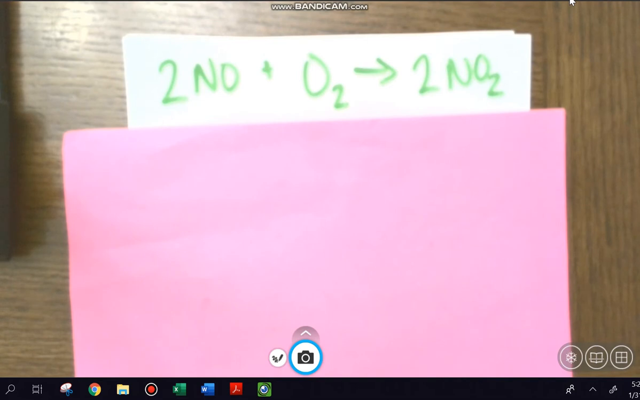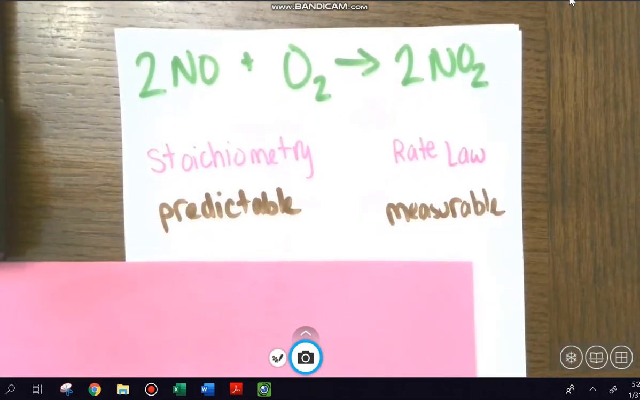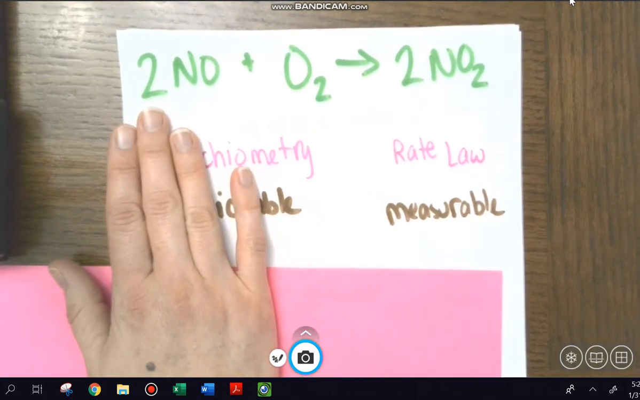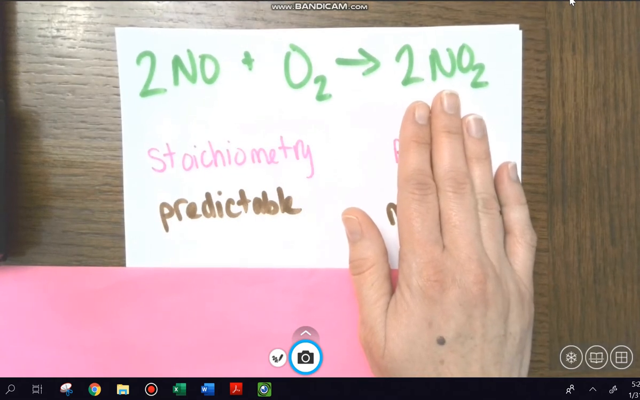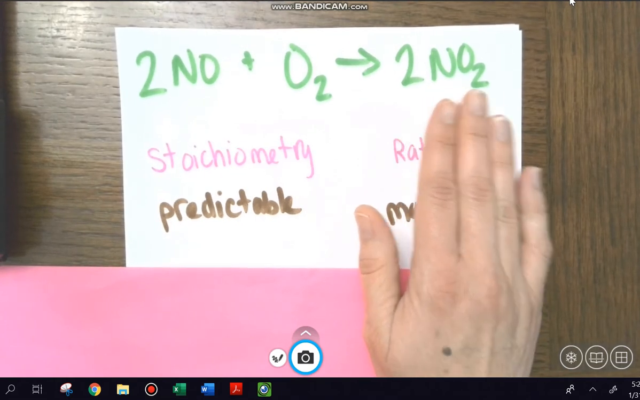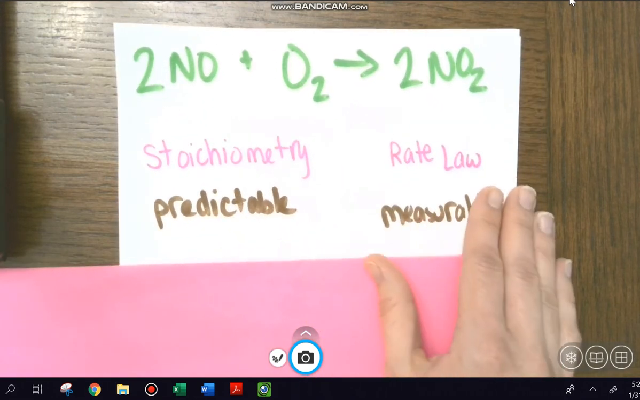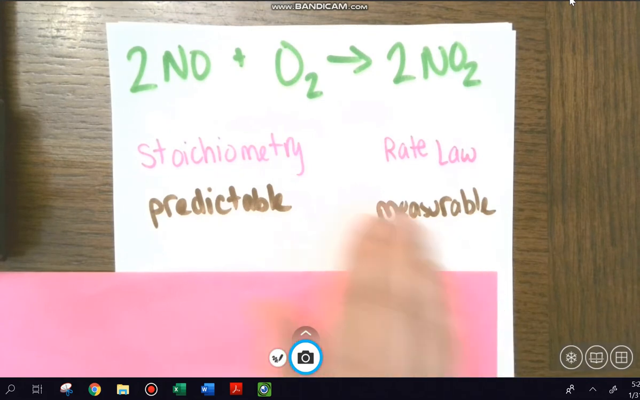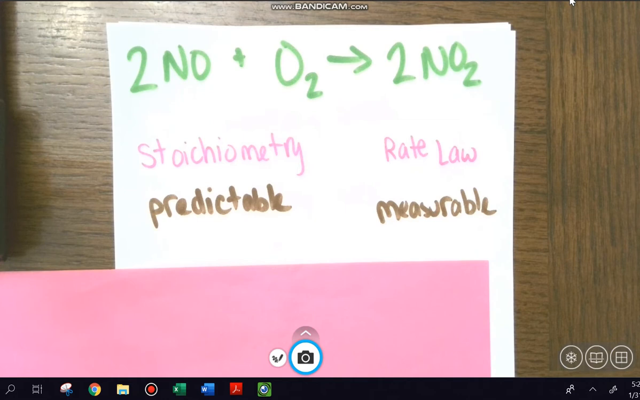So when we have reactions, we know that with stoichiometry it's going to be predictable. We know that with 2 moles of nitrogen monoxide we're going to get 2 moles of nitrogen dioxide. And with the rate law, though, we've already talked about that, it has to be measured experimentally. We're not going to be able to predict the rate law from just looking at this. We have to measure that experimentally.